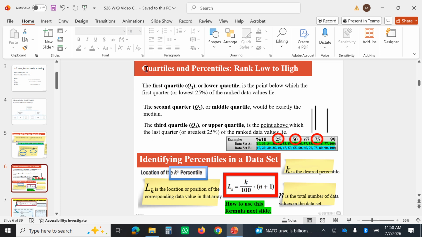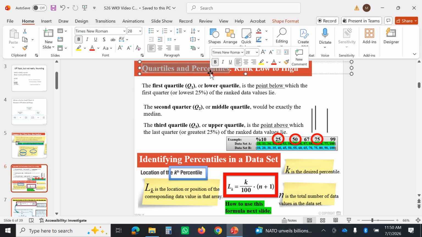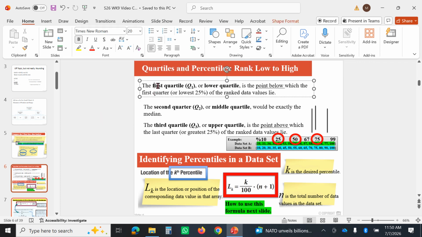So, introducing quartiles and percentiles. The first quartile, or what we call the lower quartile, is basically the 25% range. Looking at these two data sets again, your first quartile is the 25th percent of the way up the scale.